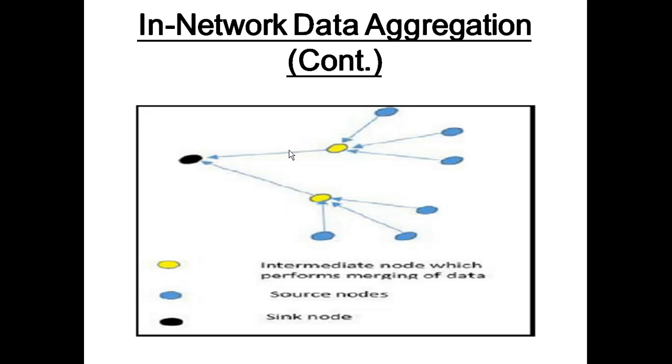Now what this intermediary node will perform, it will merge the data, and after merging, after compacting the data, it will transfer the merged or compact data or compressed data to the sync node.